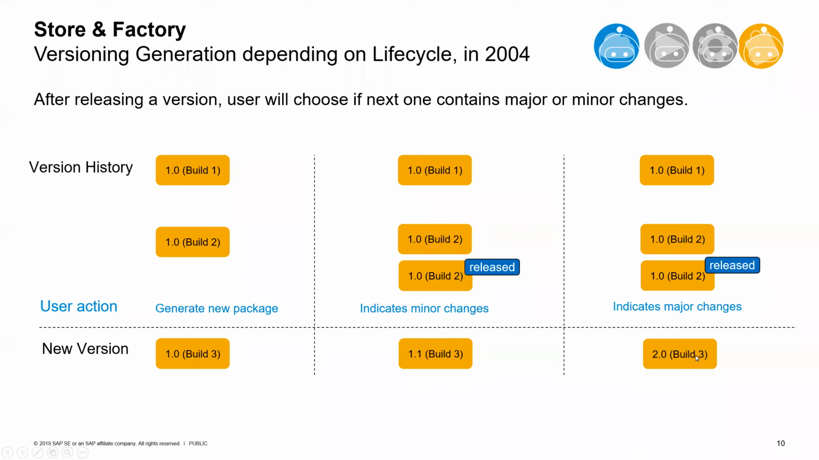There will be further improvements to this in the next releases, and we will also add a third digit to the version, 1.0 point something. The third digit will also come, but this is the first step towards proper lifecycle management of the versions. So in terms of the new version, you will see 1.1 build number 3, where the build number has been incremented. Here it is 2.0 build number 3, which indicates a major change. So this is overall how we will manage the version numbers in both the store and factory.